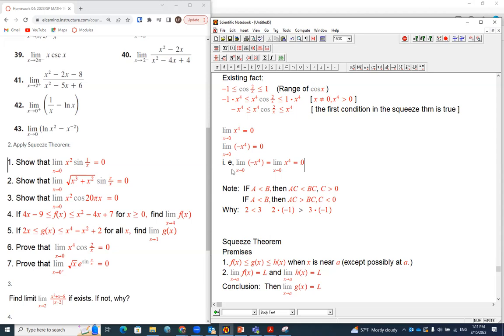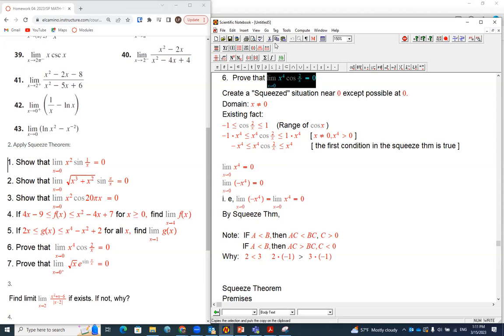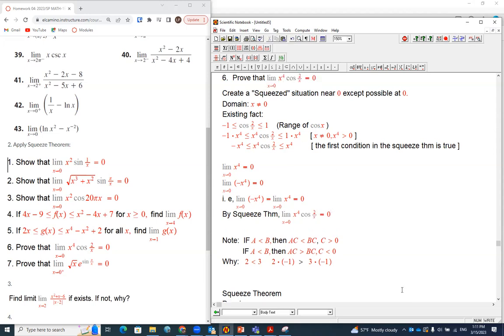Okay? First condition checked, second condition checked, and then you say by the Squeeze theorem, the limit that the function is squeezed in between is 0. And that will be the end of the proof. And that's how you prove theorems. You take each condition explicitly and illustrate it to the reader. You do this work because you want the reader to know you understand what you're doing.